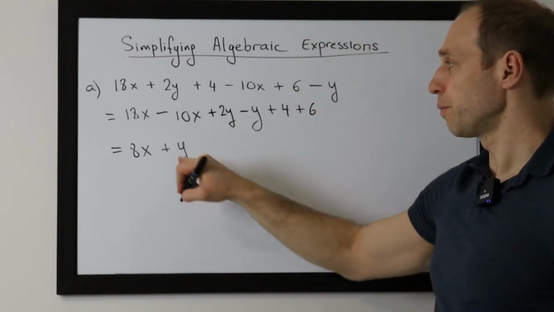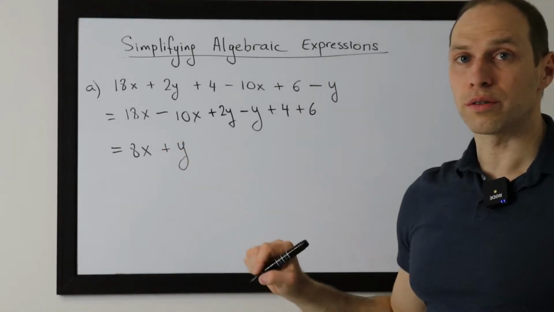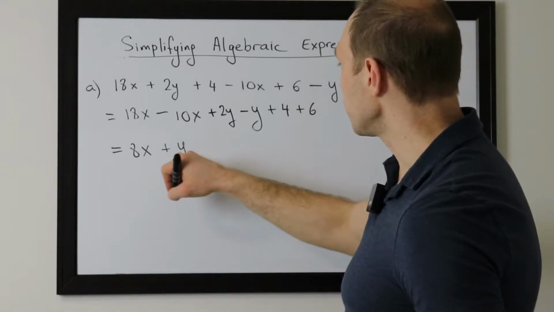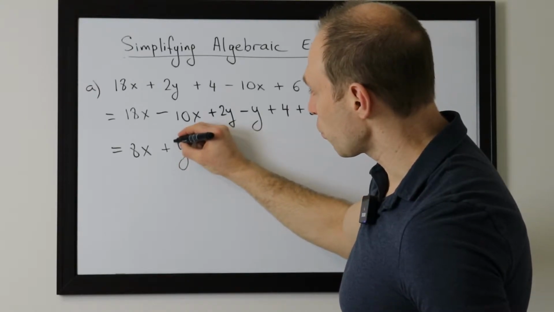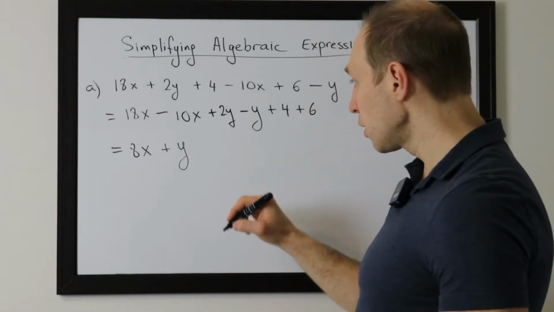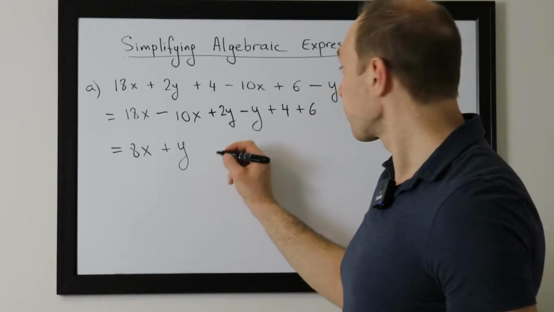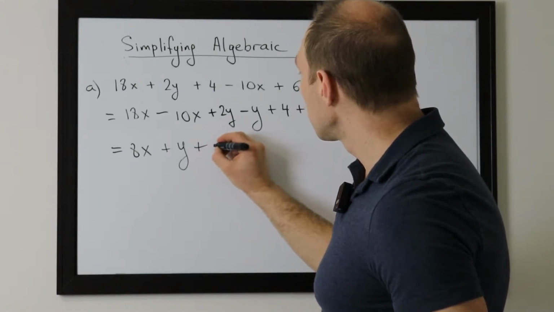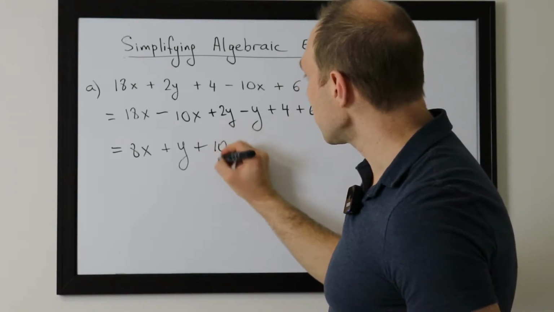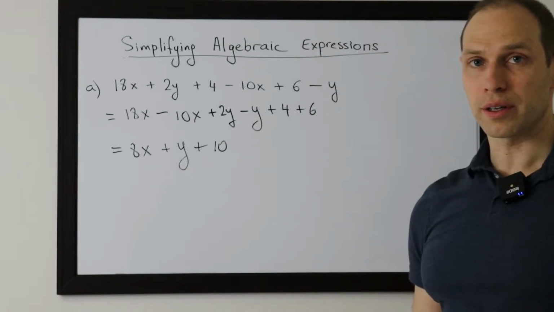Whenever we have a letter, we automatically assume that there's a 1 in front of it. So all we have to do is just write down the letter. If you write down the 1 in front, it's not really incorrect. It's the same thing. And with numbers, 4 plus 6 gives us 10, and this will be your final answer.